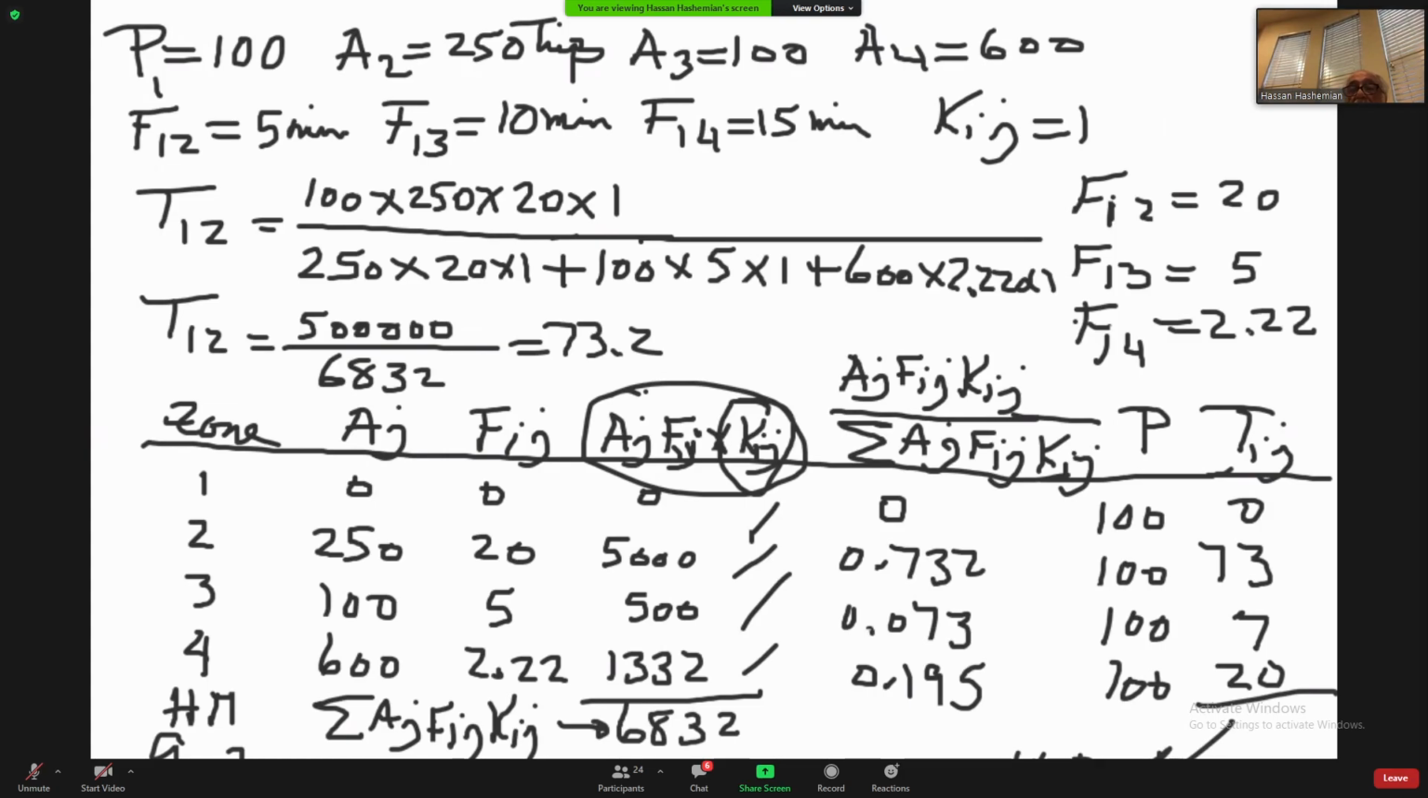Instead of multiplying by 1, your problem gives you what the K1,2 is, what the K1,3 is, what the K1,4 is. So multiply those Ks by the Fij, and then the same thing with the denominators, that you add up together, and then use that.